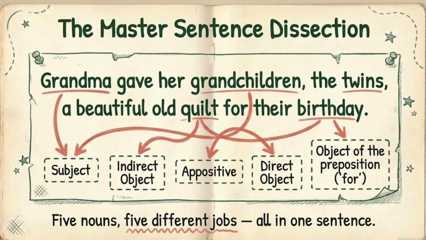The master sentence dissection. Let's put it all together in one sentence. "Grandma gave her grandchildren, the twins, a beautiful old quilt for their birthday." Grandma is the subject. Grandchildren is the indirect object. The twins is an appositive, renaming them. Quilt is the direct object. And birthday sits as the object of the preposition for. 5 nouns, 5 distinct jobs.